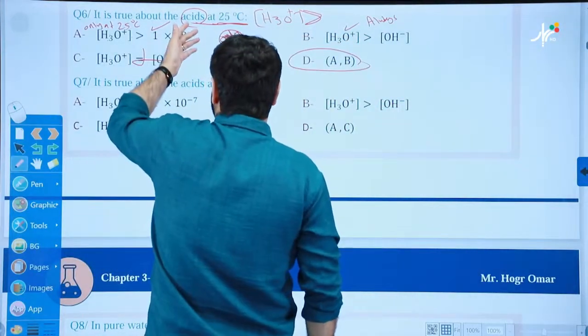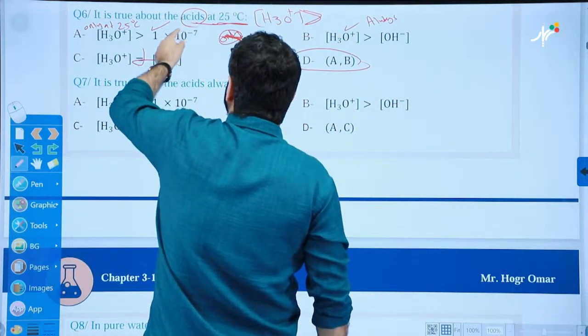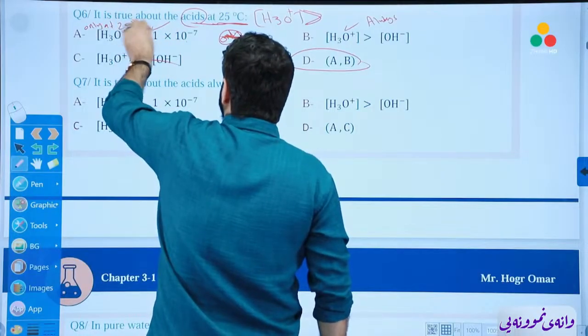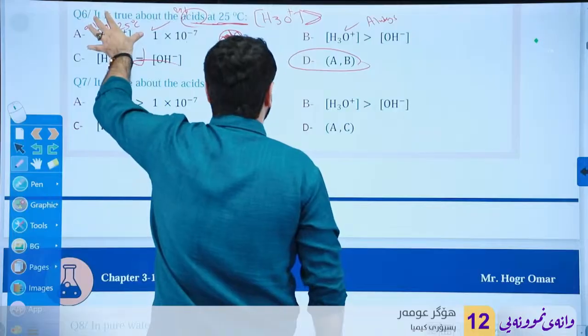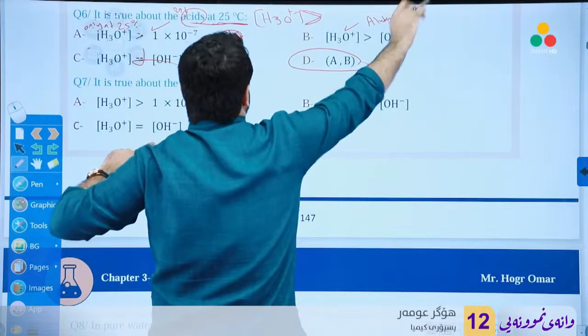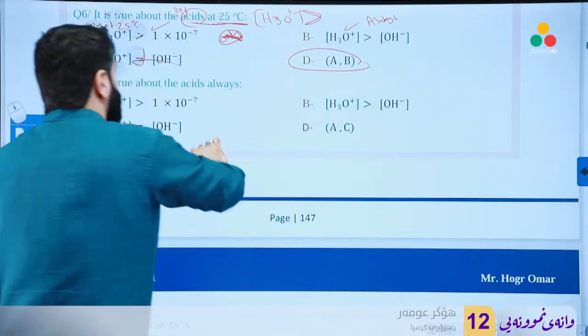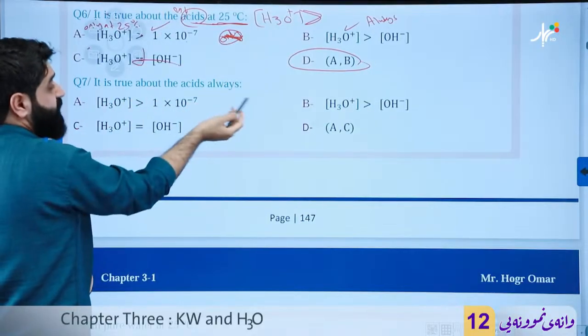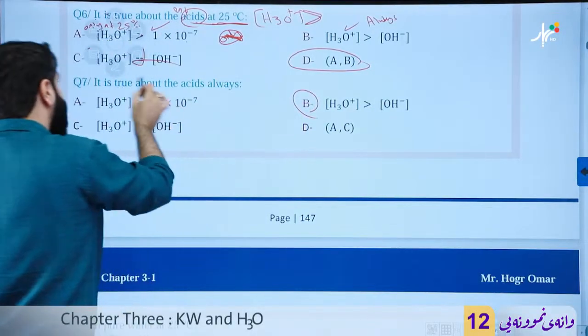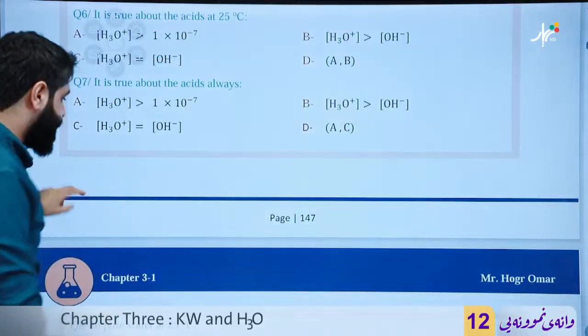But if I change the question into "which of the following is true about the acids only at 25," then we only take this. This is not only at 25. This is at any temperature, and this is always true. Which of the following is true about the acids always? Okay, this is always, or only at 25, this is only.